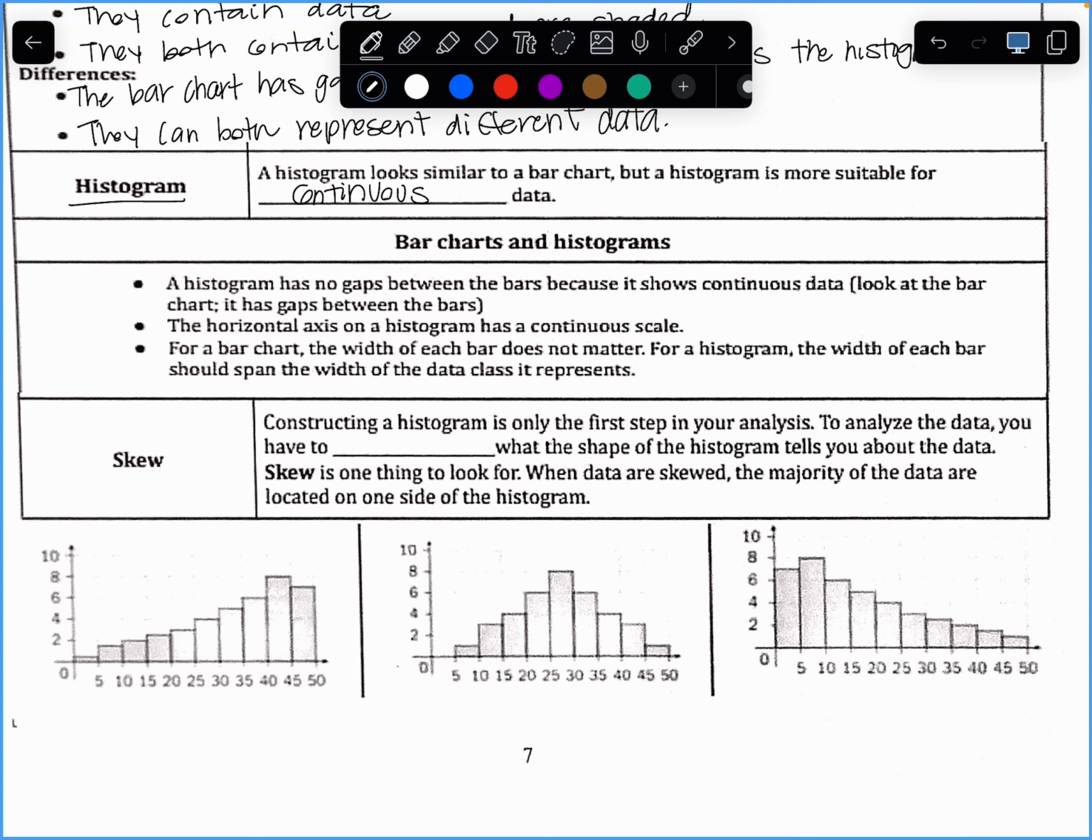It's a mathematical term, and it comes up when constructing a histogram. Constructing a histogram is only the first step in your analysis. To analyze the data, you will have to describe what the shape of the histogram tells you about the data. Skew is one thing to look for. When data are skewed, the majority of the data are located on one side of the histogram.